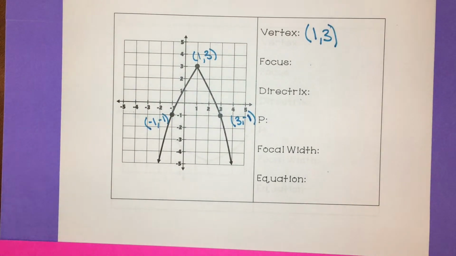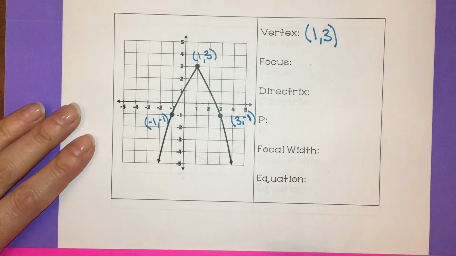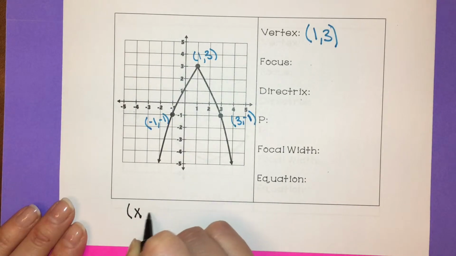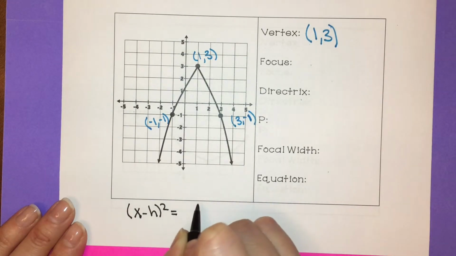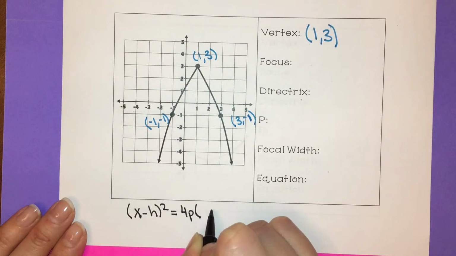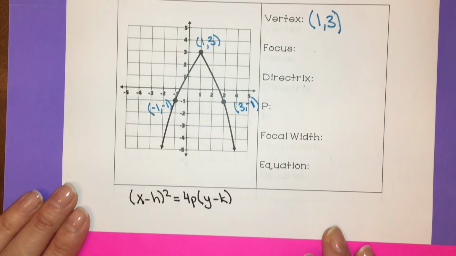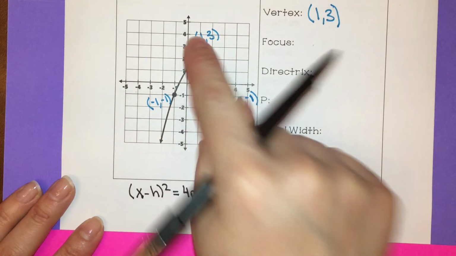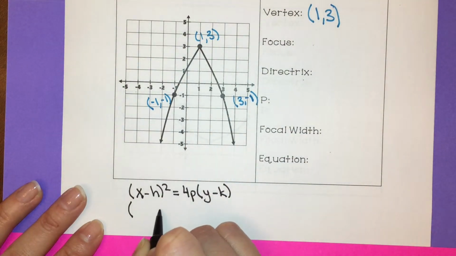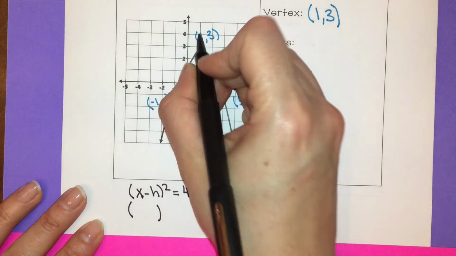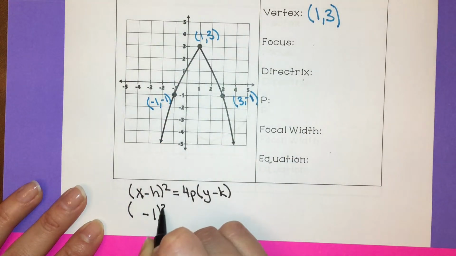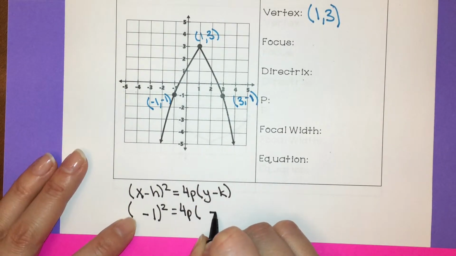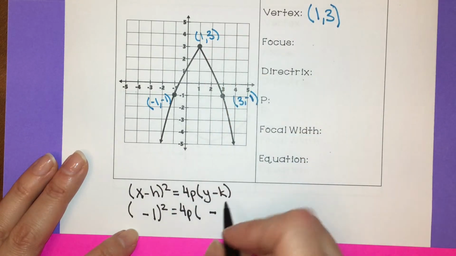So what I have to do is I know that x minus h squared equals 4p times y minus k. So I'm going to plug in some stuff that I know. All right, the h and the k, well, that's the coordinates of the vertex. So I know that h is the x coordinate, which is 1, so -1 squared equals 4p times, I'm going to fill in the x and y in a second, minus the k is the y coordinate, which is 3.